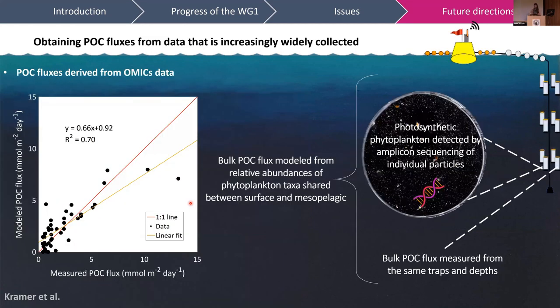Recently, for the omic data, Kramer et al. used 18S data and relative abundance of phytoplankton shared between surface and mesopelagic zone to estimate POC fluxes. As for the UVP, I will not dig too much here, as Sasha is here to present a poster, so you can just ask her if you have questions about her work. More and more omic data are available, specifically from Tara or Malaspina projects, so linking them with POC fluxes could be a good way to fill some gaps.